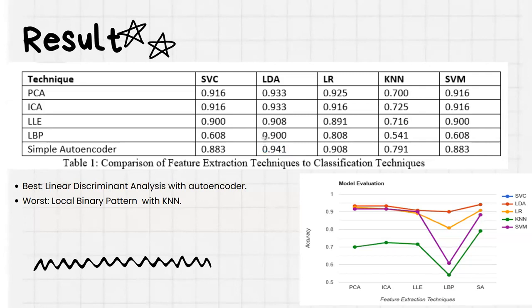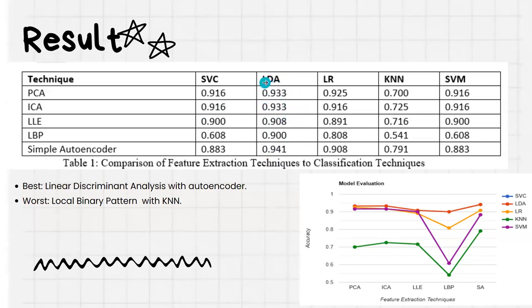Although PCA and ICA are also giving good accuracy, with a slight difference. That's why most people use PCA and ICA in new models, because autoencoder could be a bit difficult to train and PCA and ICA are easily available.